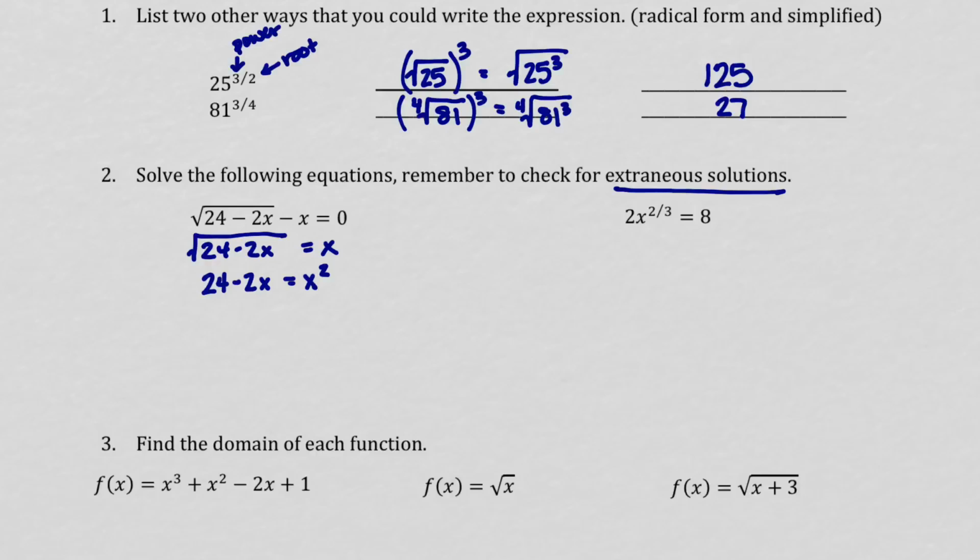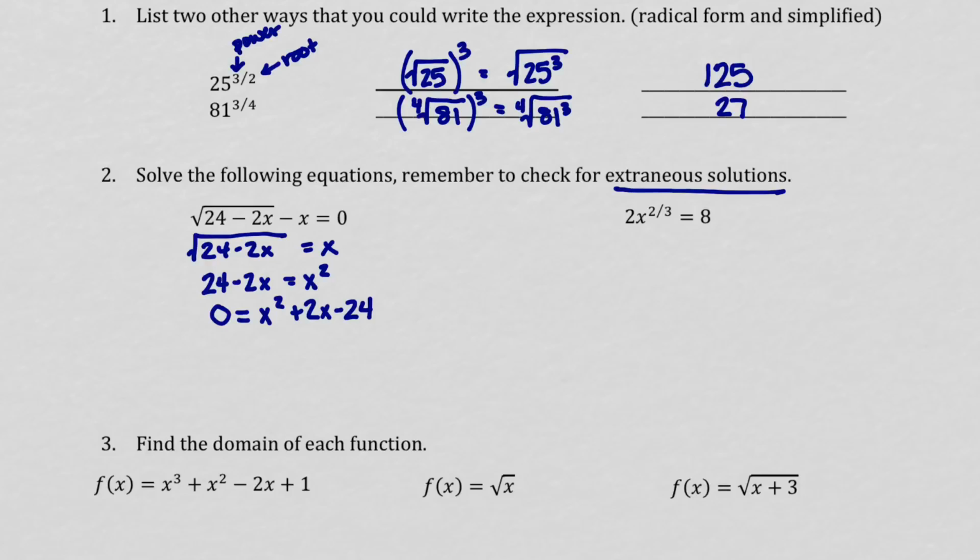Okay? So to continue solving for x, I have an x squared and an x and a constant. So I know I'm going to have a quadratic. So I'm going to move everything to the side where my x squared is. So I'm going to add 2x and subtract 24. So I add 2x, subtract 24. And this is factorable. If it wasn't, I could do the quadratic formula.